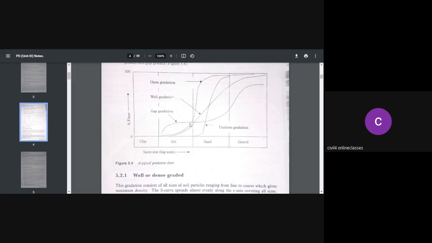That means no particles are present from this size to this size. So there is a gap in between the curve, and again you have all sizes of particles after that point. Because of this portion, we call that gap graded soil.